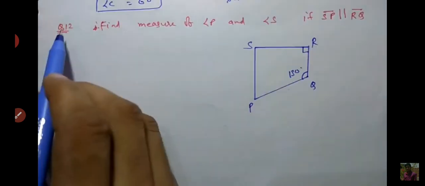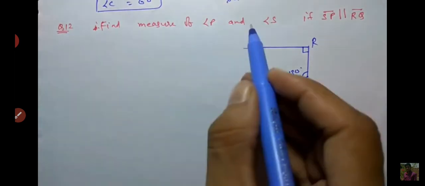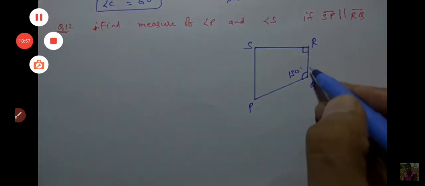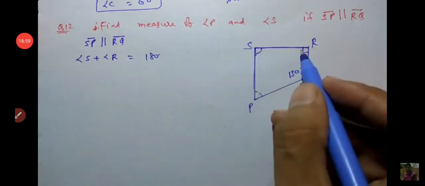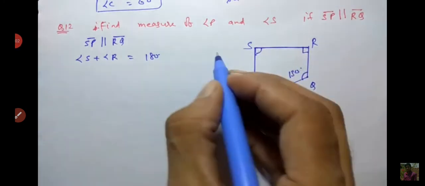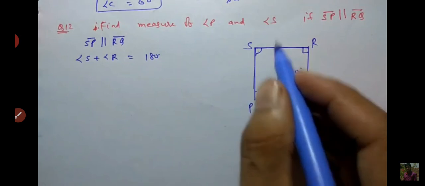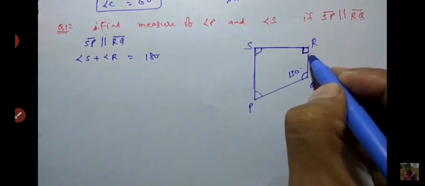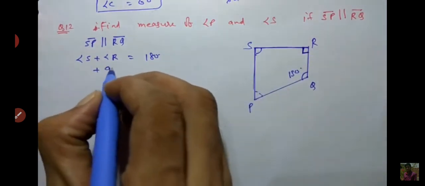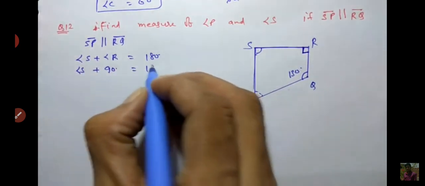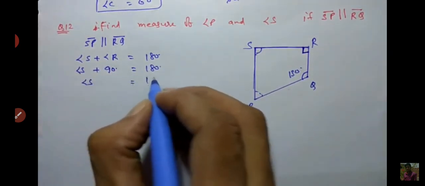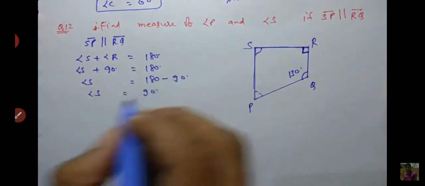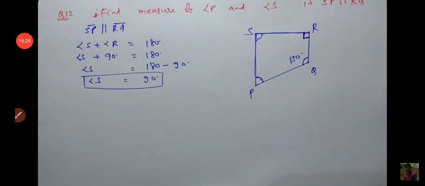Now question number 12. Find the measure of angle P and angle S. See, it is a trapezium. SP is parallel to RQ is given and angle R is 90 degrees. So these two are adjacent angles. So angle S plus angle R is equal to 180, and angle R is 90 degrees. So angle S plus 90 degrees is equal to 180. So what is the measure of angle S? Angle S is equal to 180 minus 90, that is 90 degrees. Understand? So angle S is 90 degrees.